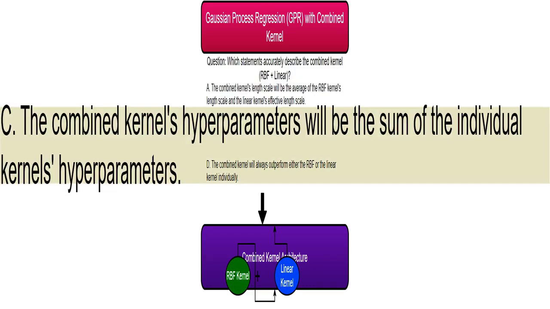Nope, this statement is also wrong. Oops. I don't add the hyperparameters directly. The optimization process finds the best values for each kernel's hyperparameters separately, not by adding them together.